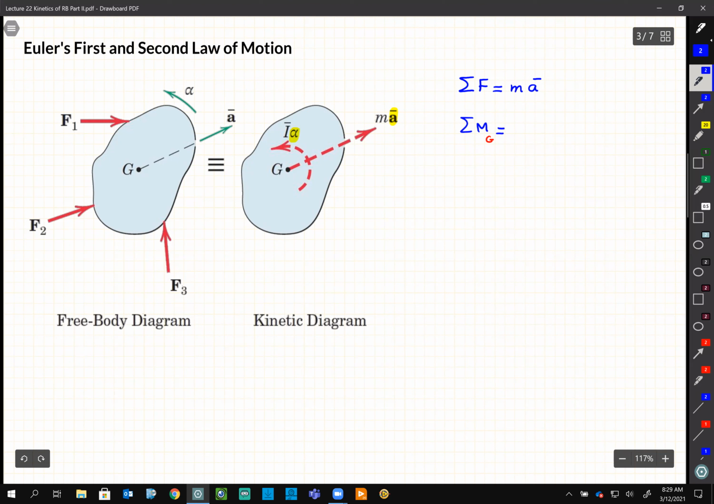Moments of these forces, which you know how to calculate. For example, for F1, it is F1 multiplied by the distance. You need to calculate the normal distance, like L, this distance here. And for F2, this is your L, and so on, right? L1. So let's do it correctly.